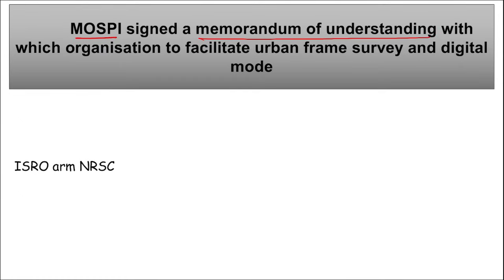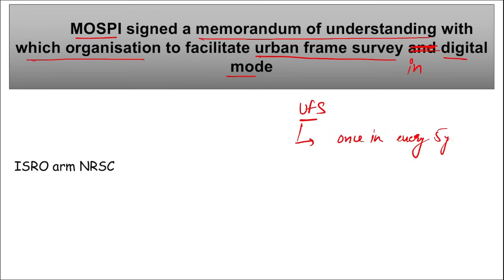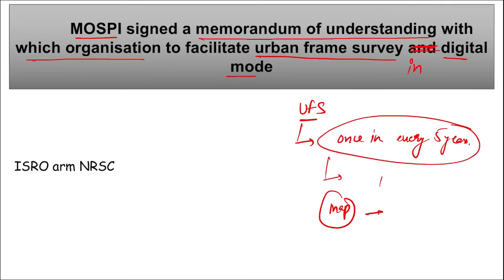Next is MoSPI, that is your Ministry of Statistics and Program Implementation. They have signed a memorandum of understanding with which organization to facilitate Urban Frame Survey in digital mode. If we talk about this Urban Frame Survey, first of all, what is this? This survey is conducted once in every 5 years, and it is basically about the frame of compact urban geographical units, right? And this helps to define clear-cut boundaries. This UFS will provide a map, and in that map boundaries like blocks, wards, towns are drawn on satellite pictures.